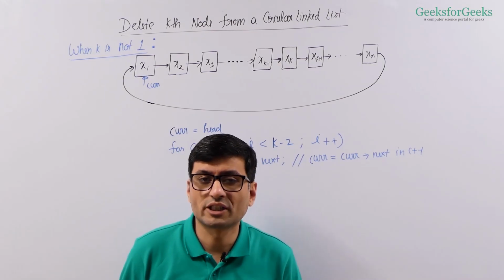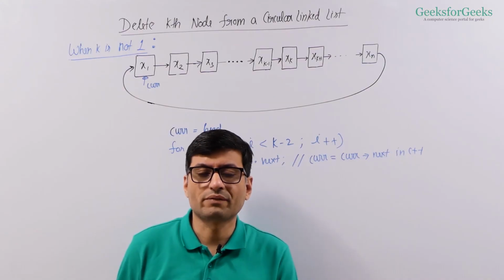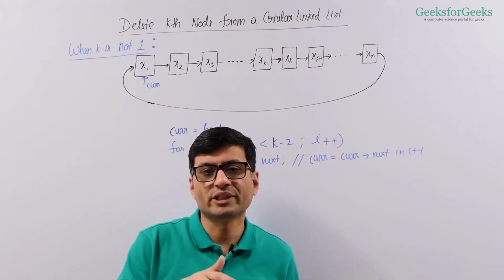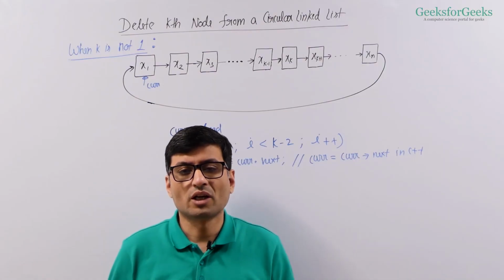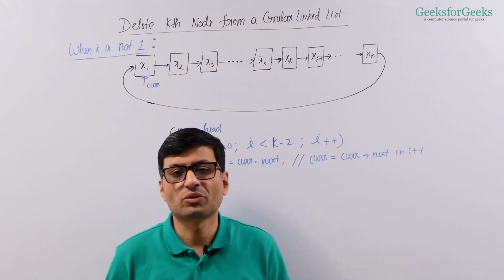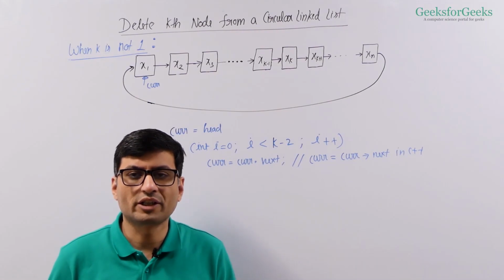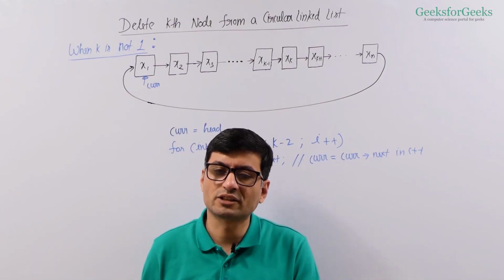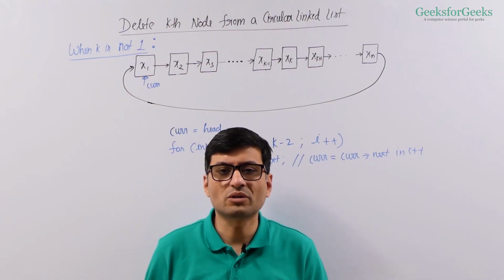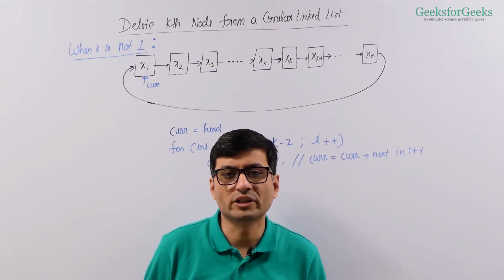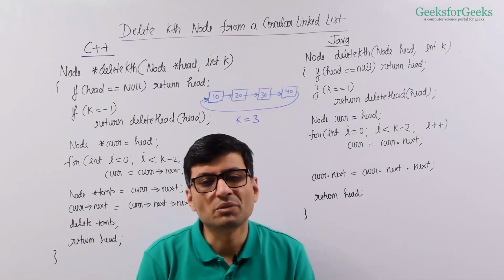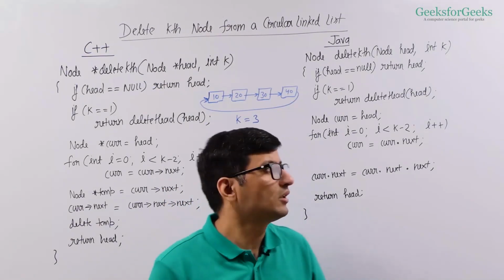We also discussed that if k is 1, if head node is to be deleted, then we can simply use the previously discussed solution. Now please pause this video and try to write down complete code that takes head of a circular linked list as an argument, k as another argument, deletes the kth node and returns the new head of the linked list if head is changed, otherwise the same head. Here is complete implementation of the approach.